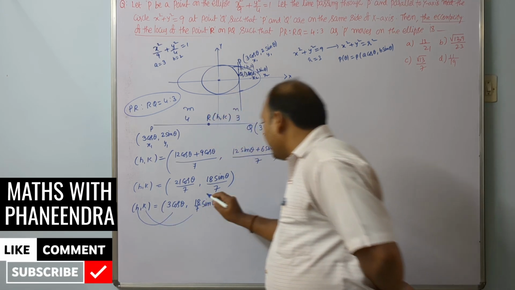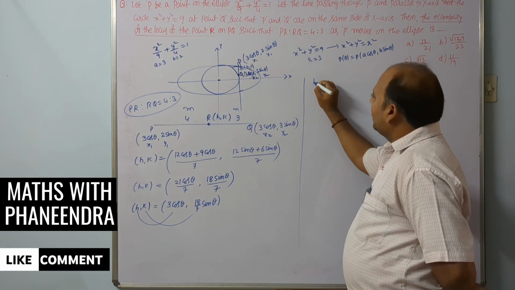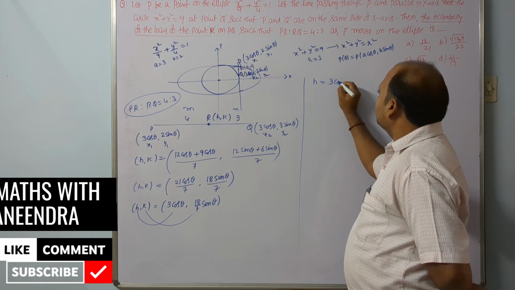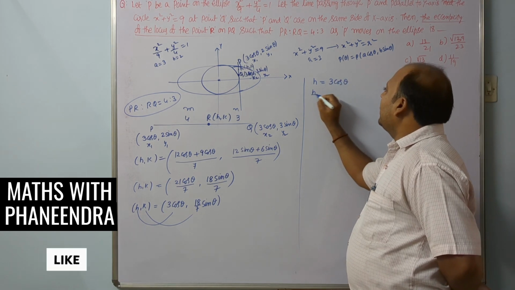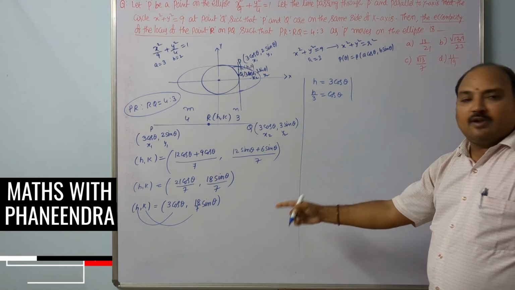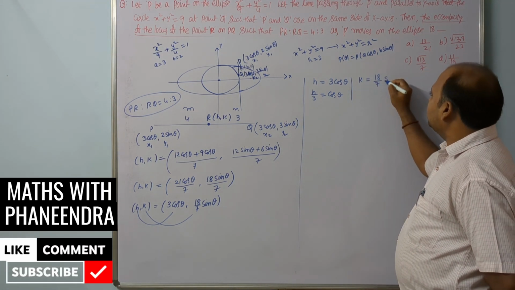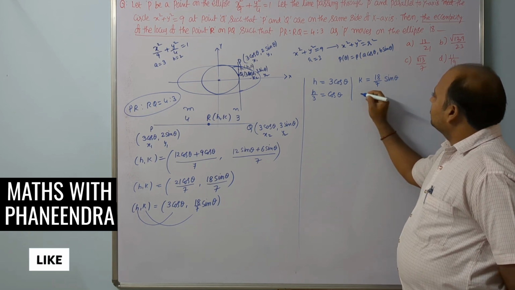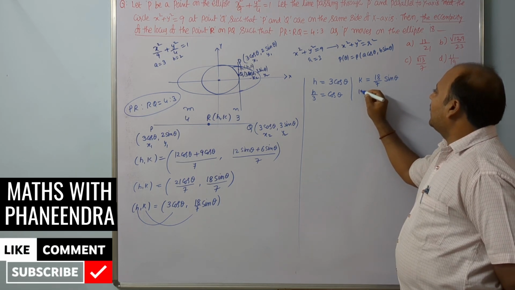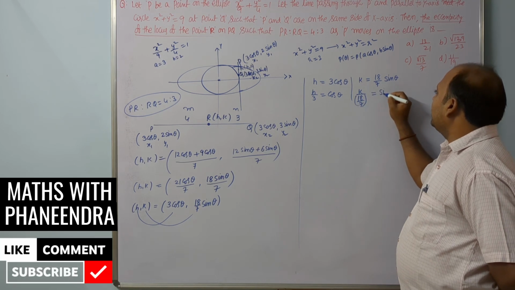Equating x coordinates and equating y coordinates, what we are going to get is h is equal to 3 cos theta, so h by 3 is equal to cos theta. Similarly, for y coordinates, k is equal to 18 by 7 sin theta, so k by 18 by 7 is equal to sin theta.